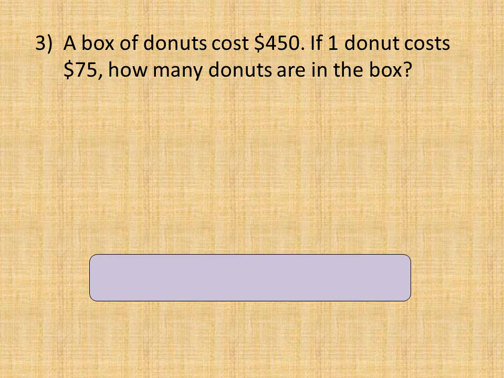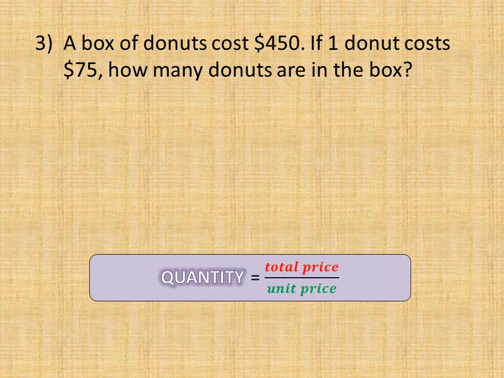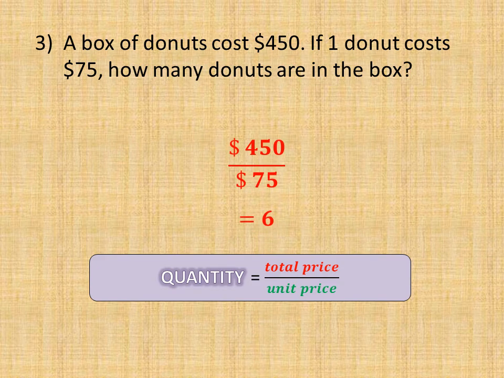How are we going to figure that out? To find the quantity, we take our total price and divide it by our unit price. Like so. And the answer that we get is 6. So 450 divided by 75 is 6.